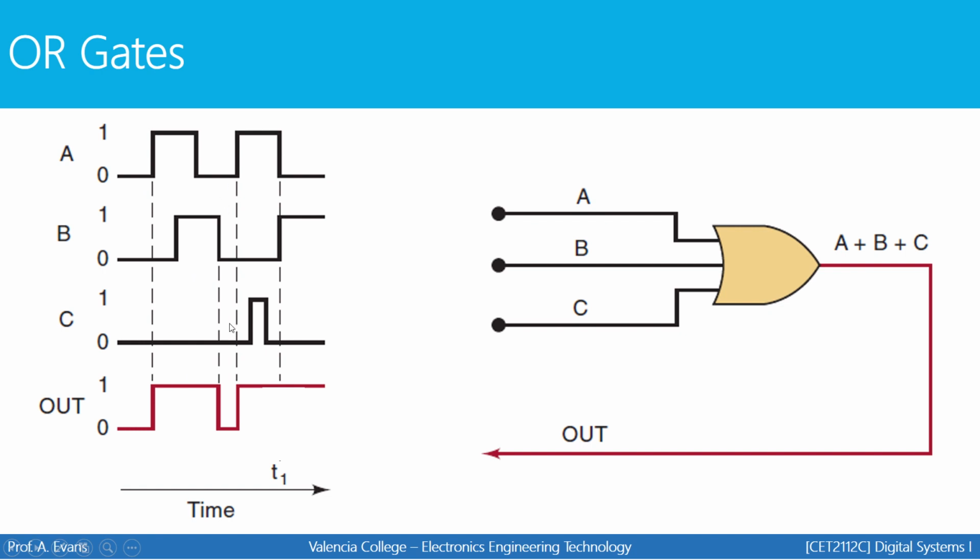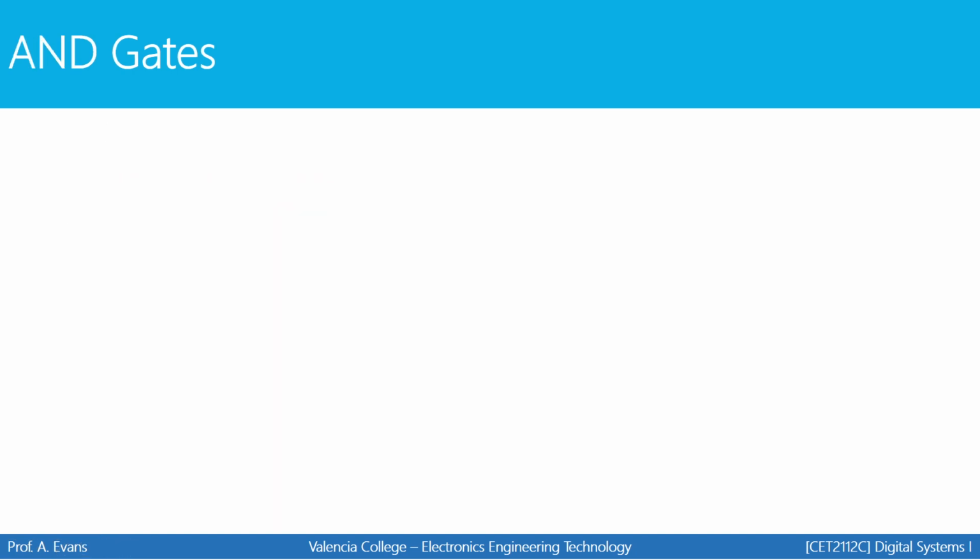We can see right here, all 3 inputs go low. Therefore, the output is low. And then we can see right here that input A is high. And it doesn't really matter what inputs B and C are doing at this point because as long as at least one input is high, the output will be high. And there's your solution. So that's the idea of OR.